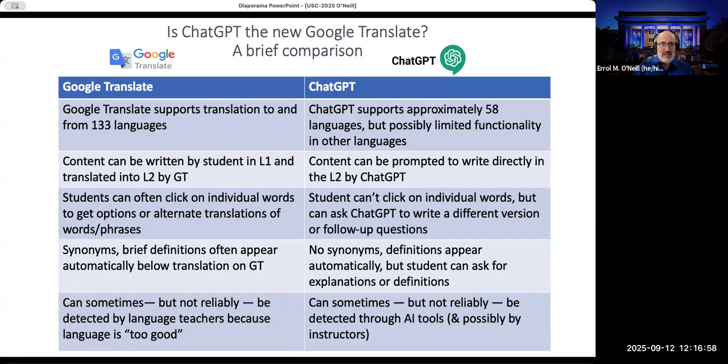And sometimes Google Translate can be detected by language teachers, but not to a statistically significant level, and the same is true for ChatGPT as well.